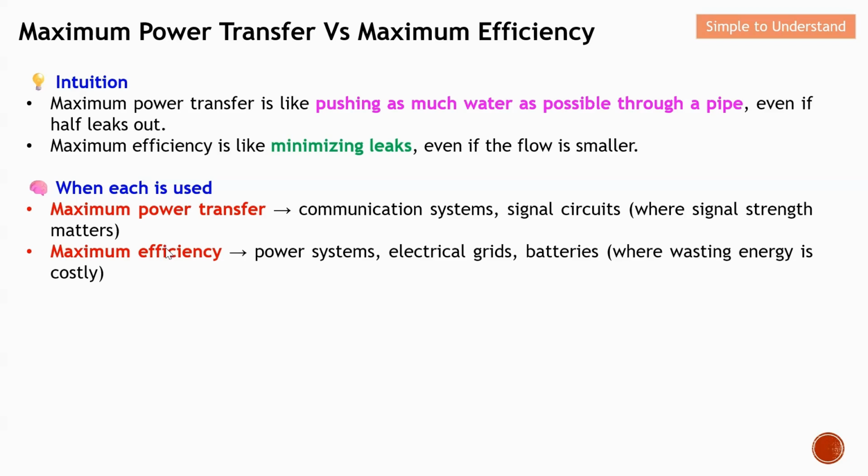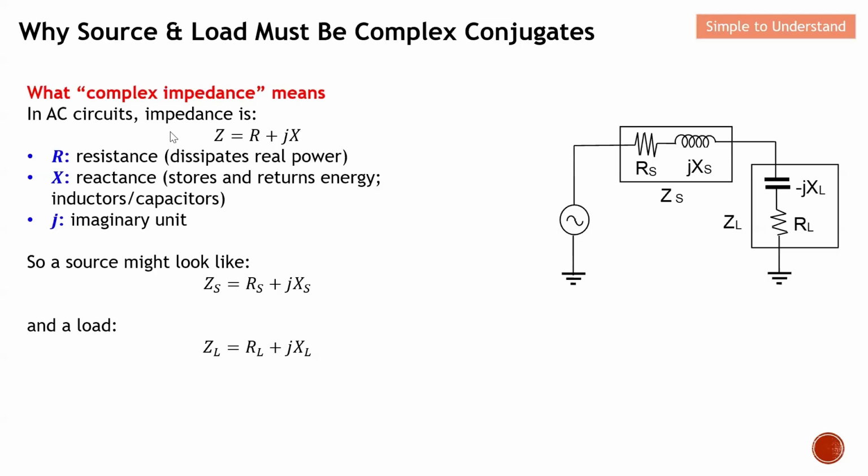So again, from here, I would like to conclude the discussion on the key difference between maximum power transfer and maximum efficiency. Let me explain what a complex impedance is. In AC, the impedance looks in this form here. We have this R, which comes from the resistance, and it dissipates the real power. We also have the X, which is the reactance, which can be an inductor or a capacitor. The key objective is to store and also return the energy. Last but not least, the j term is an imaginary unit.